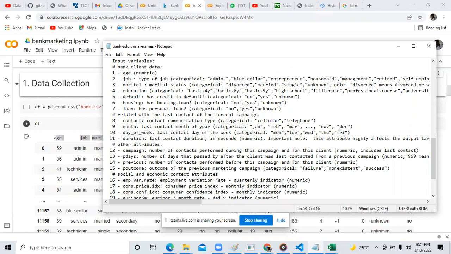P days says the number of days that passed by after the client was last contacted from a previous campaign. So how many days has passed since we last contacted this person? Previous says number of contacts performed before this campaign and for this client. So this previous is saying how many campaigns have we done that hit this particular customer. P outcome says the outcome of previous marketing campaign. Was it a failure? Was it non-existent?